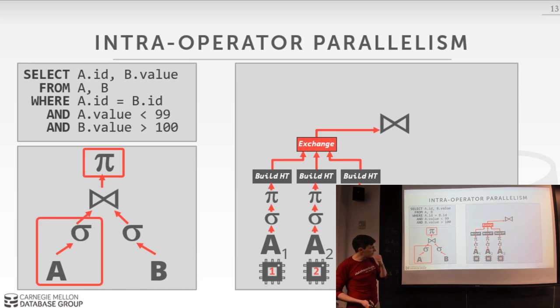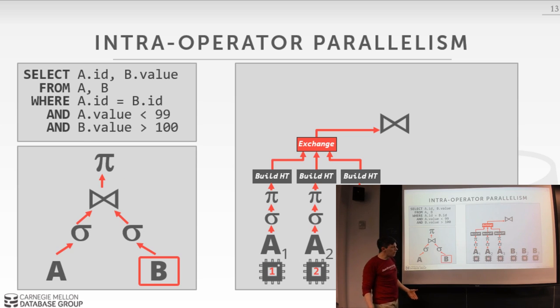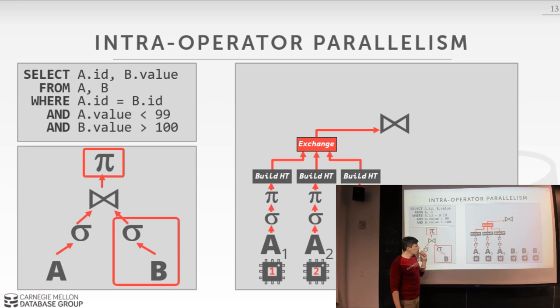So now once this is complete, then we can start firing off operator instances to do the scan on B. And again, let's just assume that we can break this up into three chunks or three morsels. And then they're each going to do the filter plus the projection. And then now they can do the probe into the hash table that these guys built.